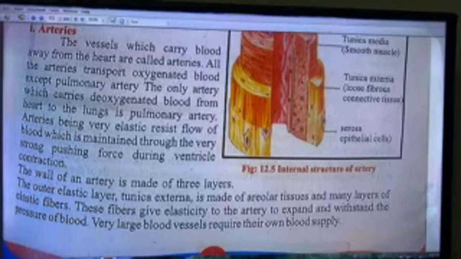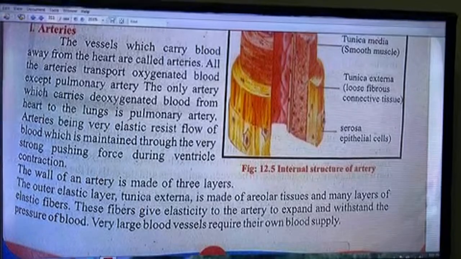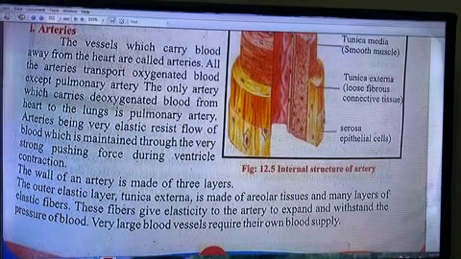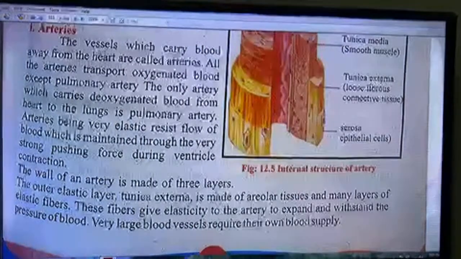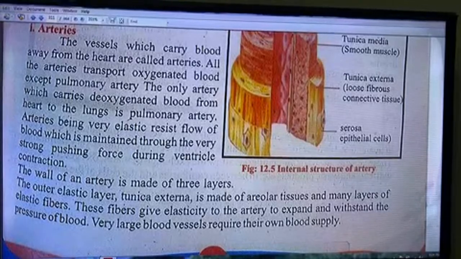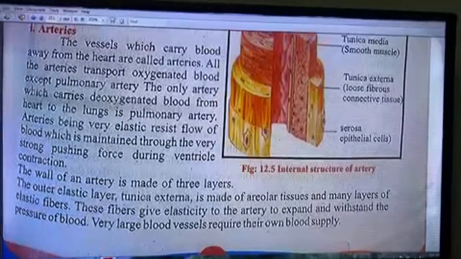Arteries, being very elastic, resist the flow of blood, which is maintained through a very strong pushing force during ventricular contraction. The wall of an artery is made of three layers. The outer elastic layer, tunica externa, is made of areolar tissues and many layers of elastic fibers. These fibers give elasticity to the artery to expand and withstand the pressure of blood.